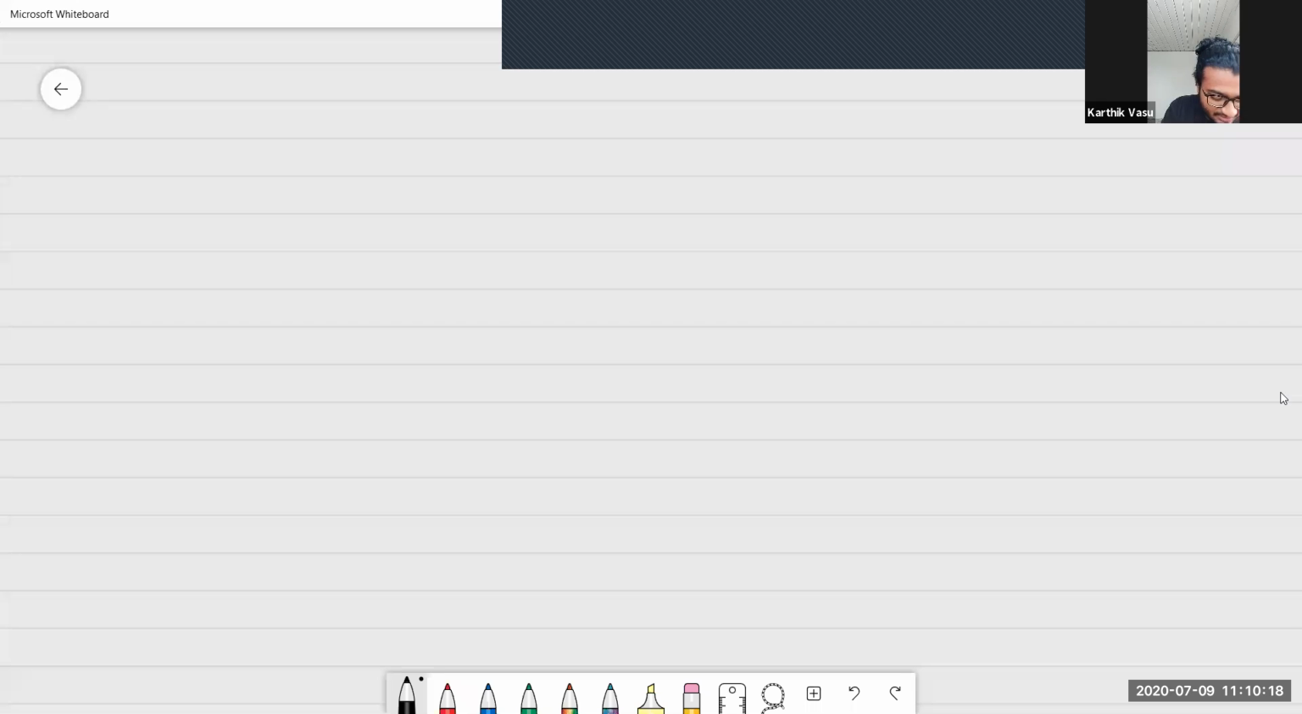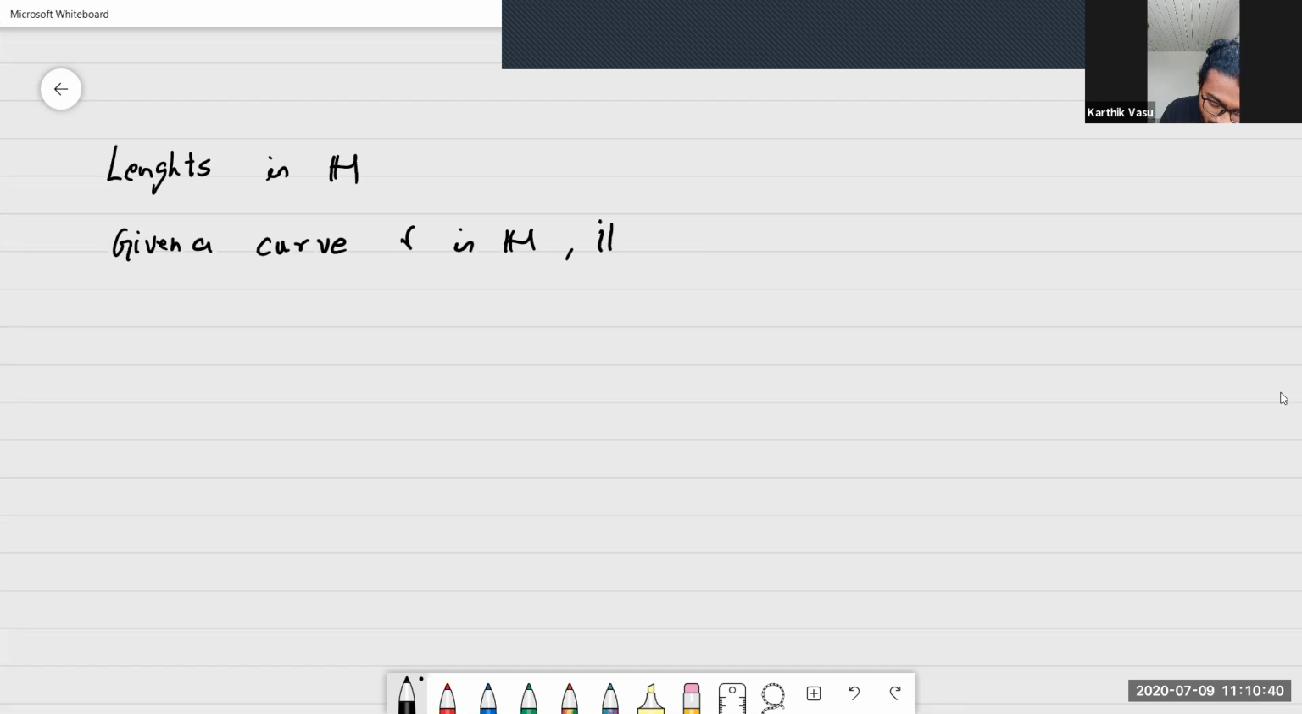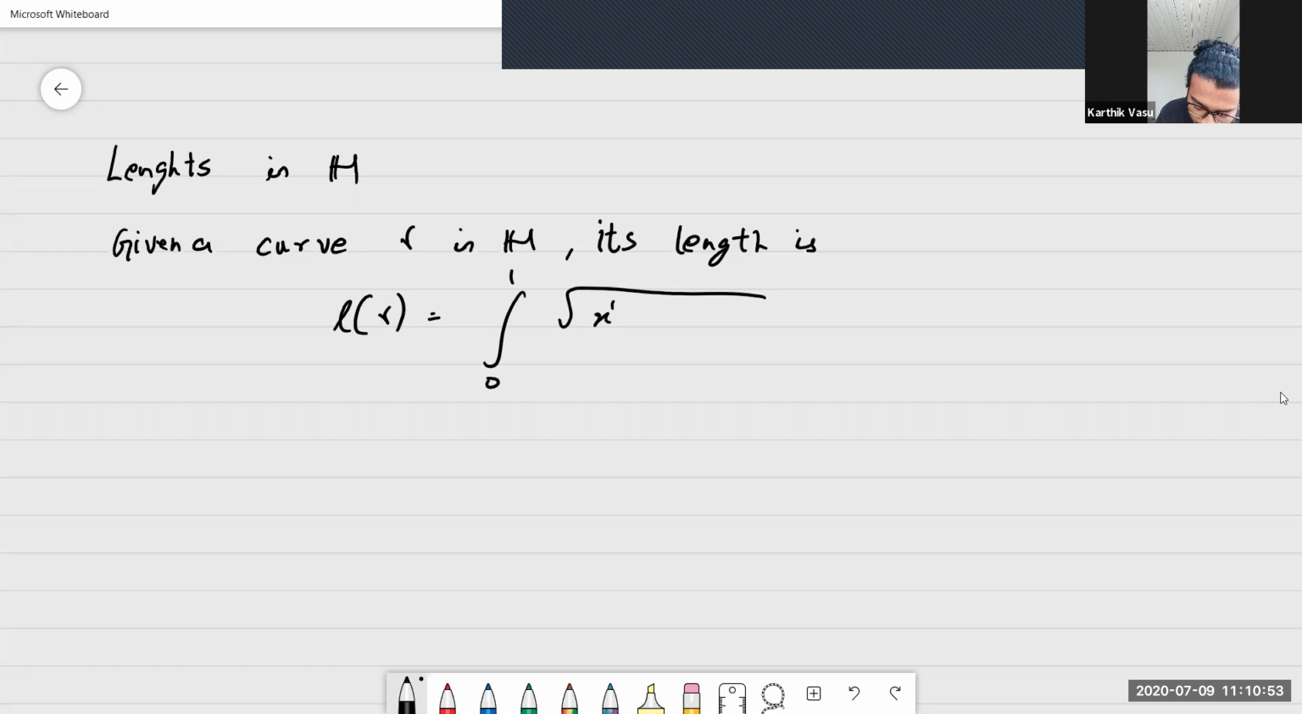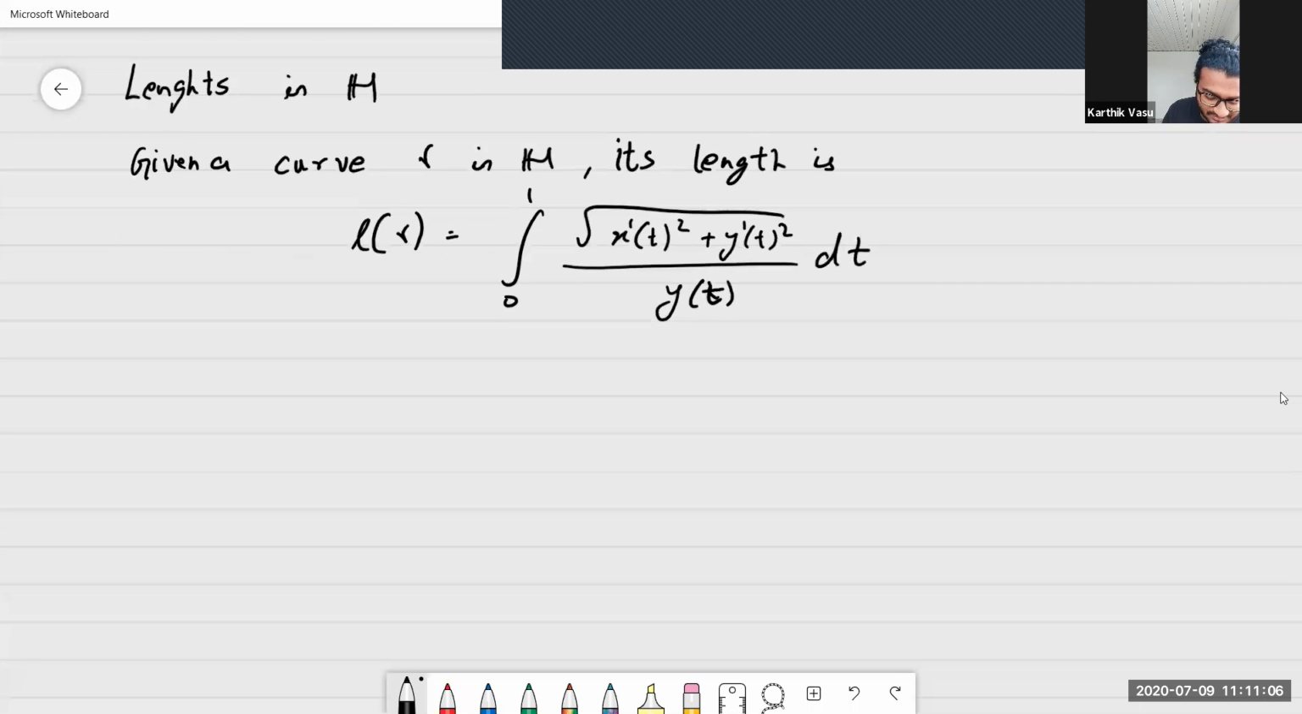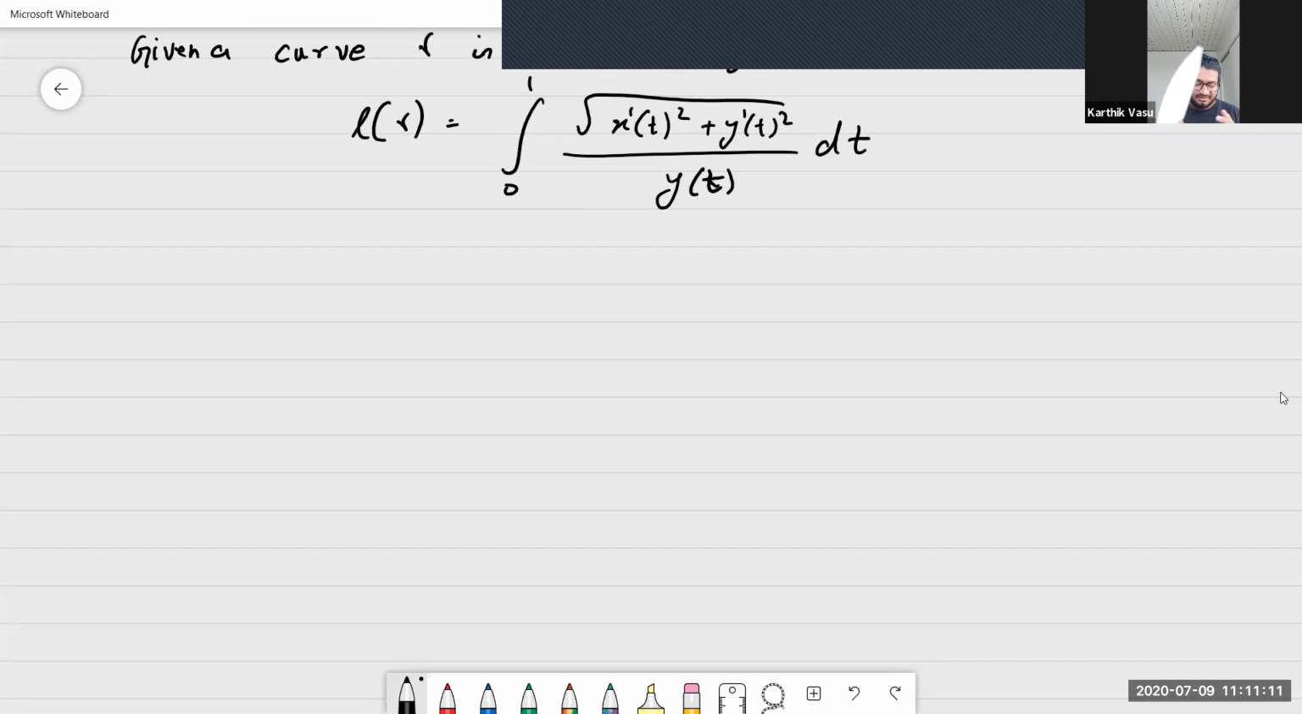Okay, so last time we were talking about length. So this is what I defined to be the length of a curve in this hyperbolic space. So today, I will also define distance.